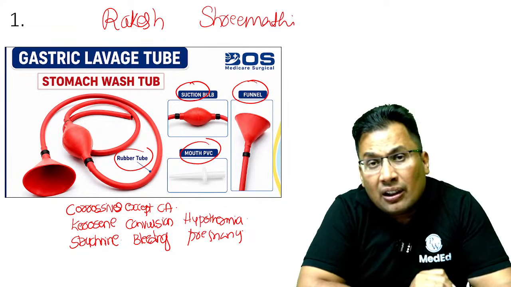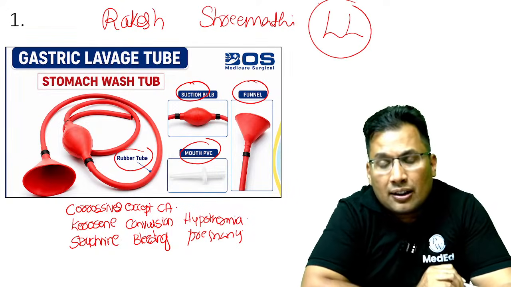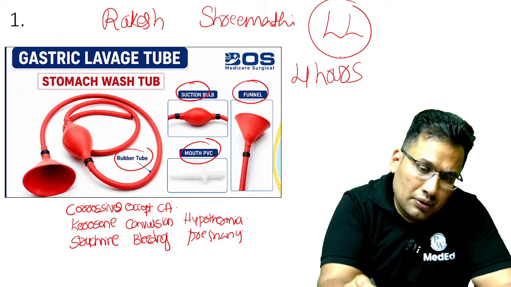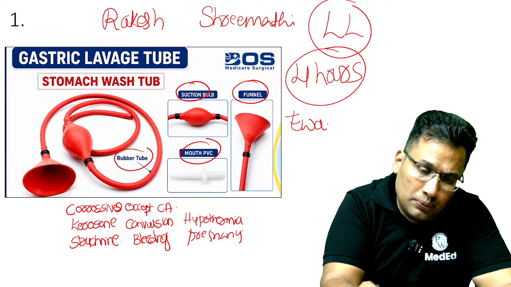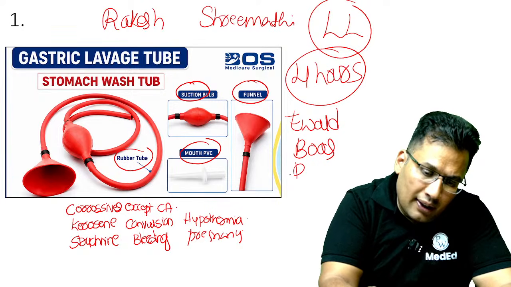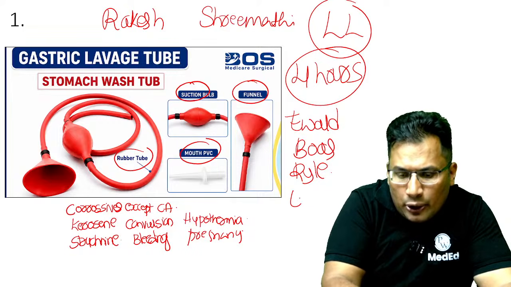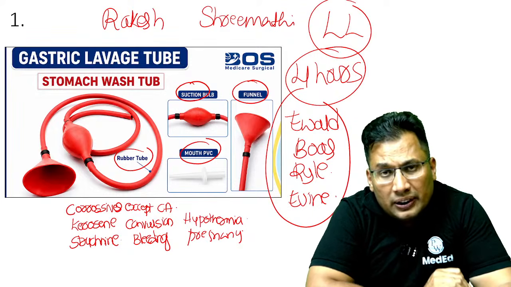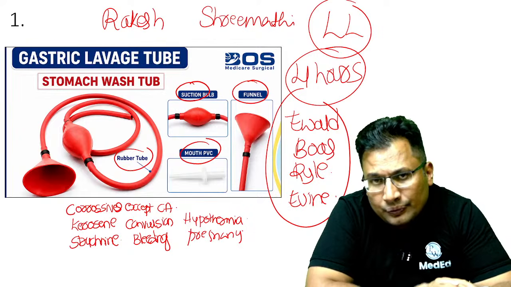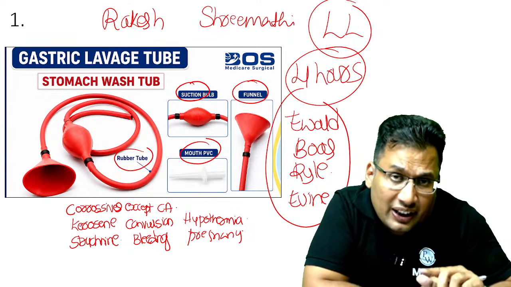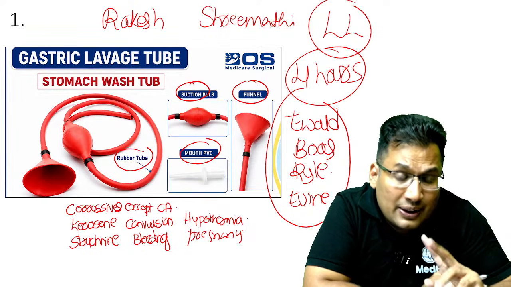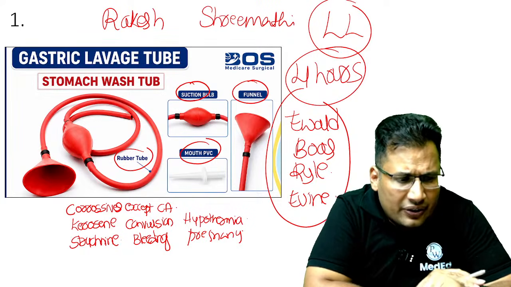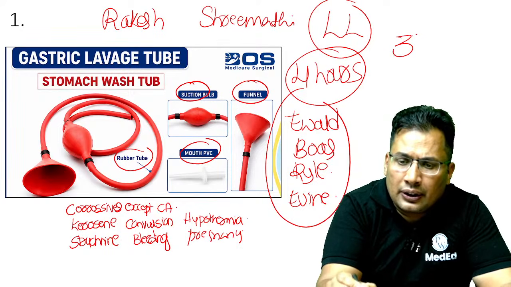Good. Gastric lavage is done in the left lateral position. You have to remember that gastric lavage is done within 24 hours, ideally within 4 hours. What are the names of the tube? Ewald's tube, Boas tube, Riles tube, Levine tube. Names of the tube, and what are the parts of the gastric lavage tube? That can be a viva question. How to confirm that the tube is within the stomach, not in the respiratory tract? By using auscultation. All these are commonly asked. 3 marks question, sure question.